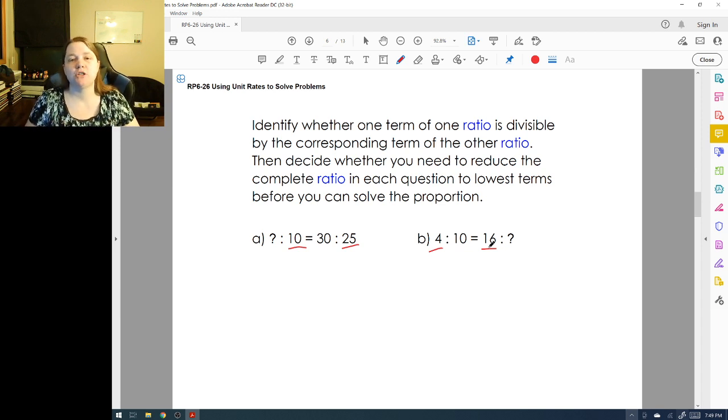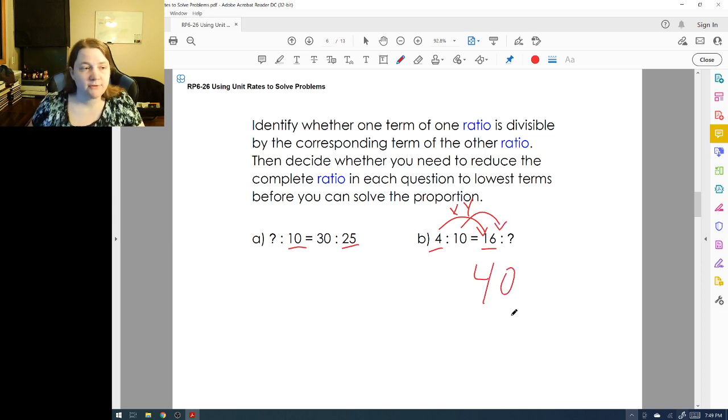It's in the same location in the other ratio. To go from 4 to 16, I would just multiply by 4. So 10 times 4, that would be 40. Over here, it's not as easy. I need to get from 10 to 25.